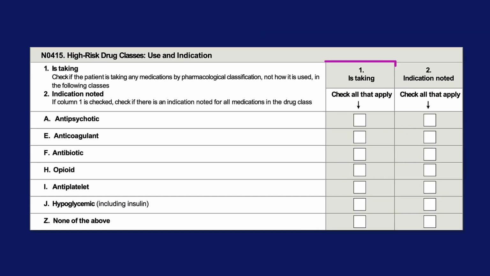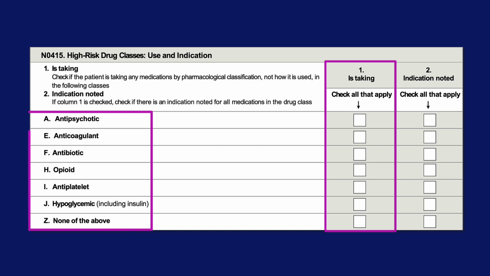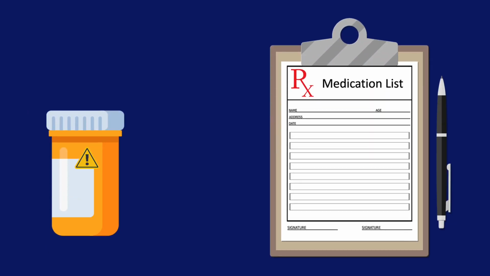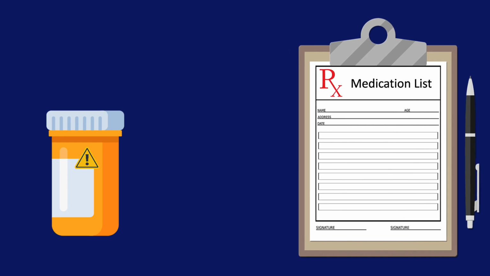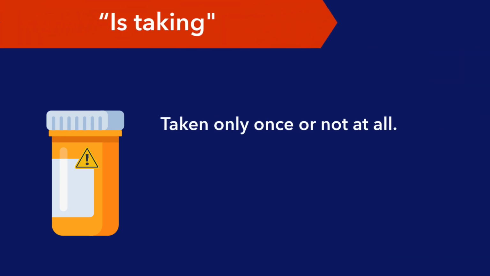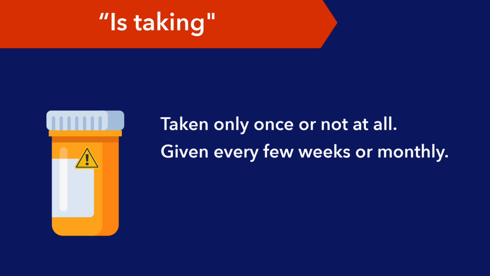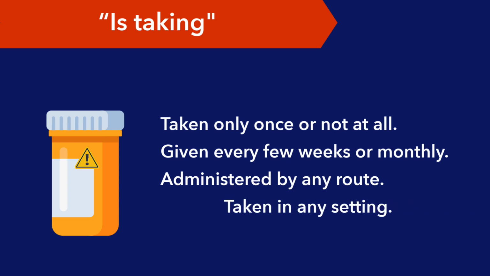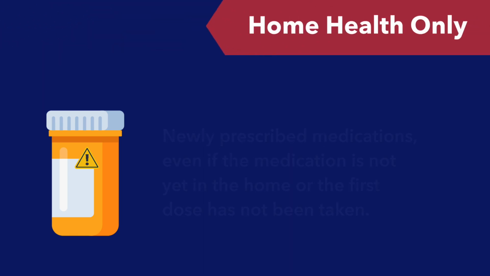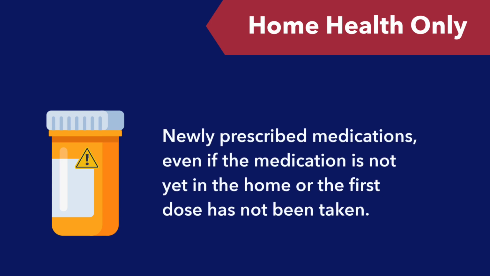The coding of column 1, is taking, identifies medications in the specified drug classes that are a part of the patient's current reconciled drug regimen and are taken only once or not at all during the assessment period, or given every few weeks or monthly, like long-acting medications, administered by any route, taken in any setting while a patient of the facility or agency. And for home health includes newly prescribed medications, even if the medication is not yet in the home or the first dose has not been taken.